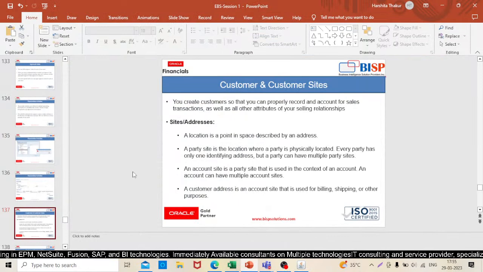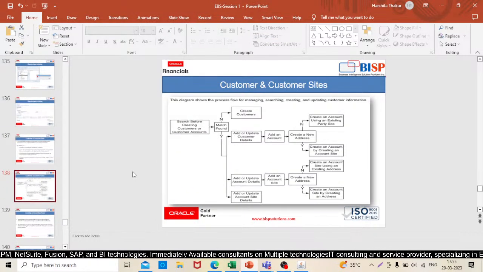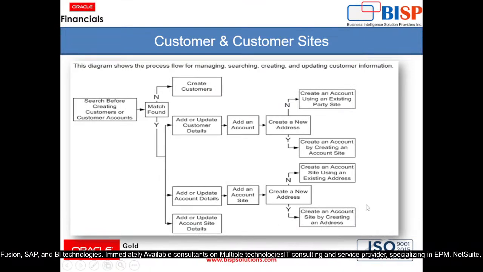So it was customer and customer site. You can see here I have given one flow diagram as well regarding customer site, like what is the process flow of managing, searching, creating and updating customer information. You can first search for the customer. If it's already created, you can just go and search for your customer. If you found it, then you need to update it, right? If you do not find it, you need to create a customer from scratch.